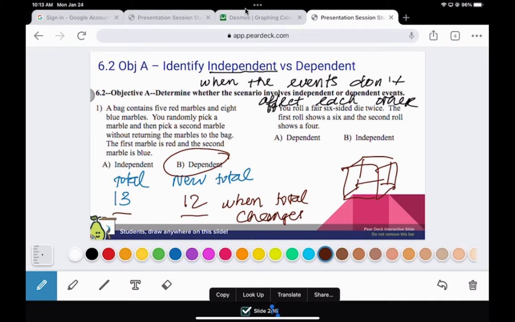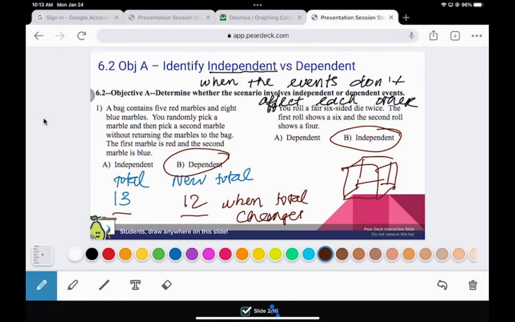You have a die, you roll the die. Do they affect each other at all? No, they don't. Yes, that's correct. So if they don't impact each other, then it would be independent, because the first doesn't do anything to the second event. All right? So that is good.